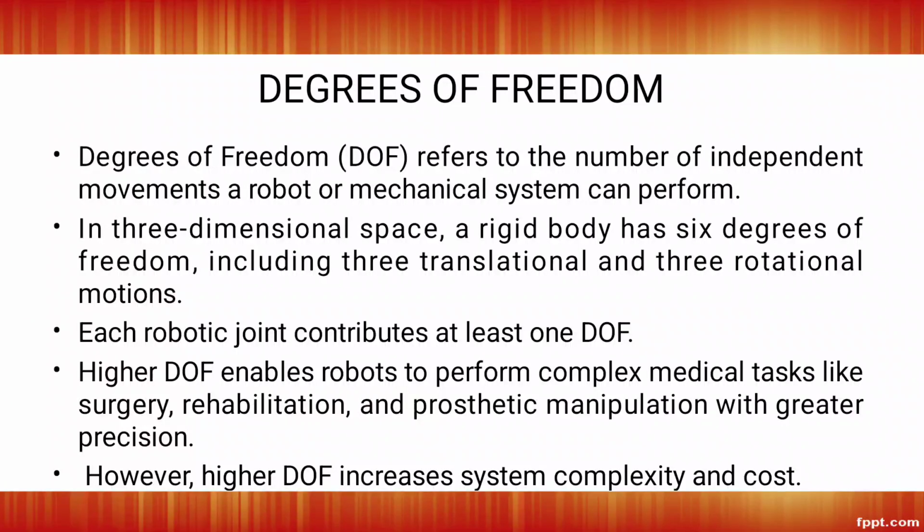Next topic is degrees of freedom. What is a degree of freedom? It is the number of movements a robot or mechanical system can perform. In three-dimensional space, a rigid body has 6 degrees of freedom, including 3 translational motions and 3 rotational motions. Each robotic joint contributes at least 1 degree of freedom. Higher degrees of freedom enable a robot to perform complex tasks.